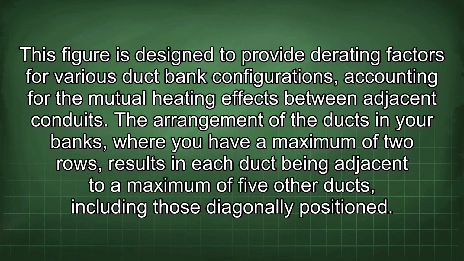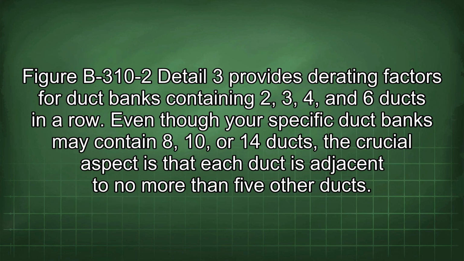adjacent conduits. The arrangement of the ducts in your banks, where you have a maximum of 2 rows, results in each duct being adjacent to a maximum of 5 other ducts, including those diagonally positioned. Figure B-310-2 Detail 3 provides derating factors for duct banks containing 2, 3, 4, and 6 ducts in a row.